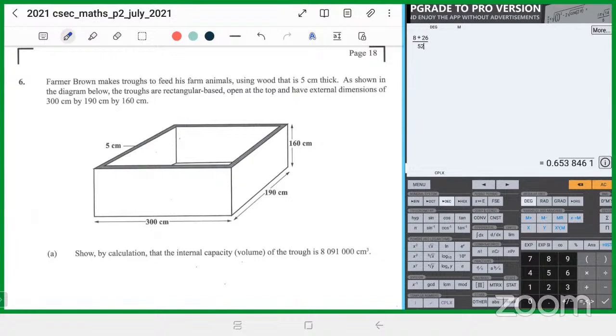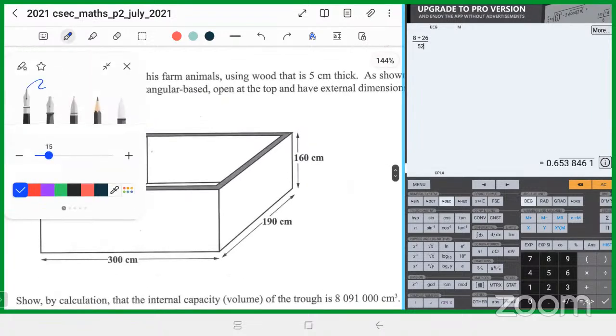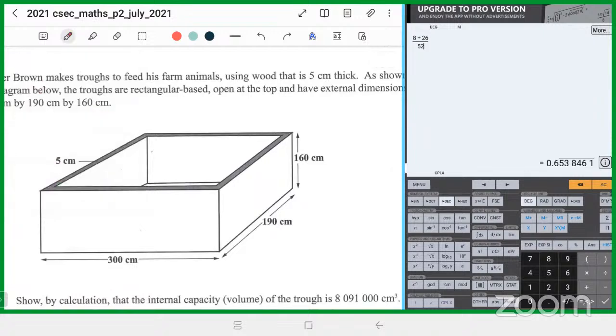Question says, show by calculation that the internal capacity is this. To get the internal capacity, we need the internal dimensions. It's like internal volume. Let's draw them in on this diagram. Let's go across here first, internally. Externally, it is 200. We have to subtract 5 on this side and 5 on this side, so subtracting 10. So this is 190 centimeters internally. Then now we need this dimension, this length down here.